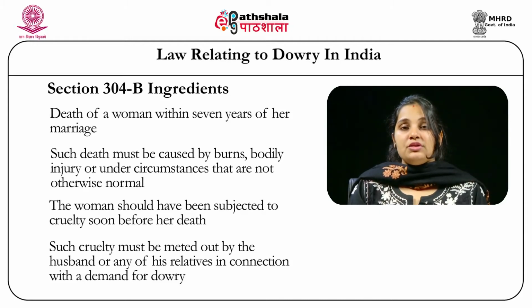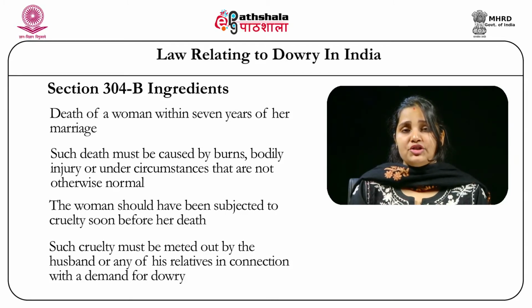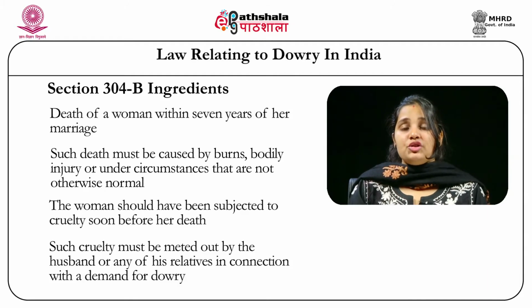And of course, the perpetrators were the husband and the relatives of the husband, and the number of such crimes started increasing at a phenomenal rate over a period of time in India. Now, to counter such measures, we had brought into the picture section 304B, which was thought to address the problem pertaining to dowry death in India.